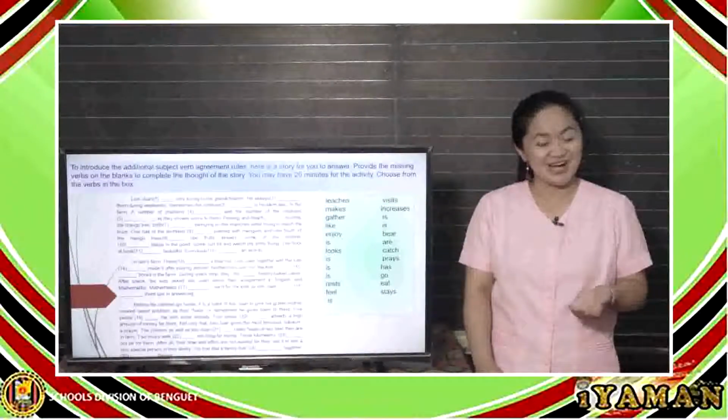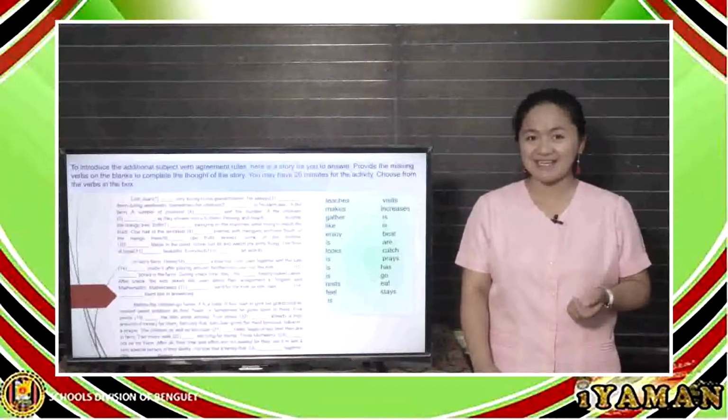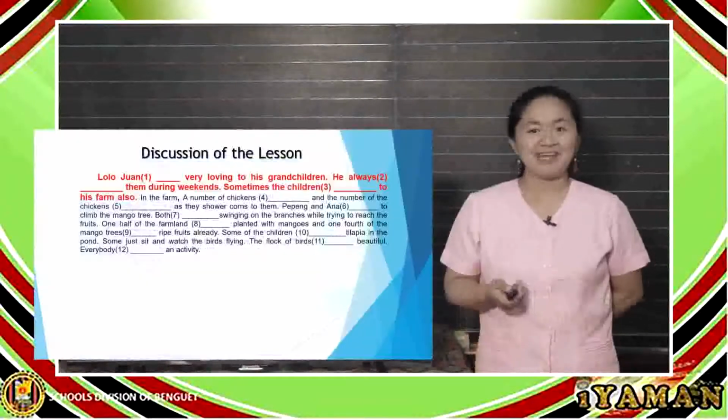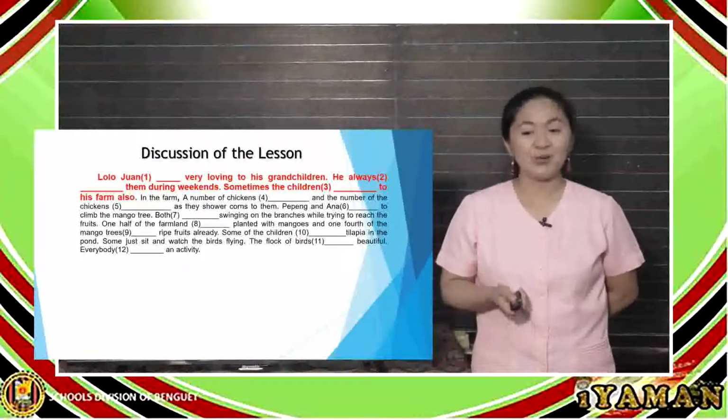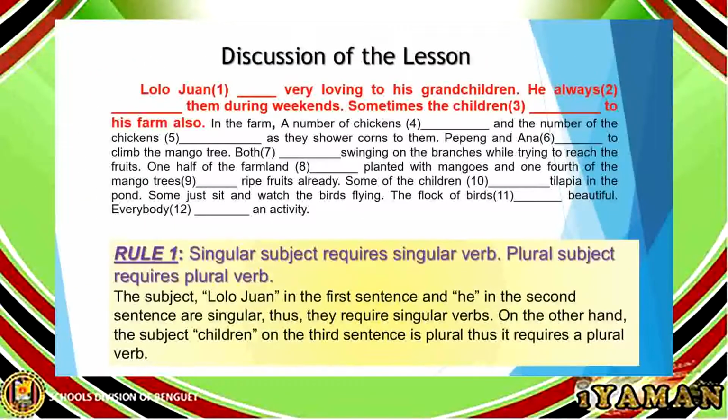Okay, are you done answering the activity? Now we're going to discuss it. In the first three sentences, what are our subjects? Are they singular or plural? Correct. The subject Lolo Juan in the first sentence and he in the second sentence are singular. Thus, they require a singular verb. Meanwhile, the subject children on the third sentence is plural. Thus, it requires a plural verb.